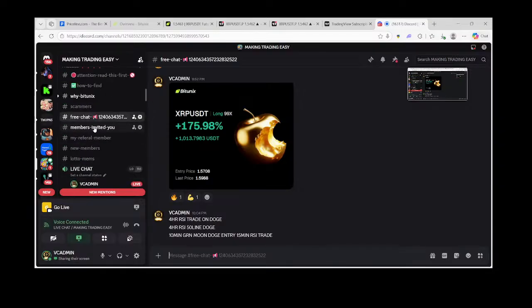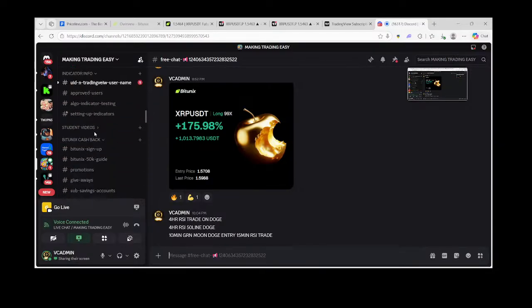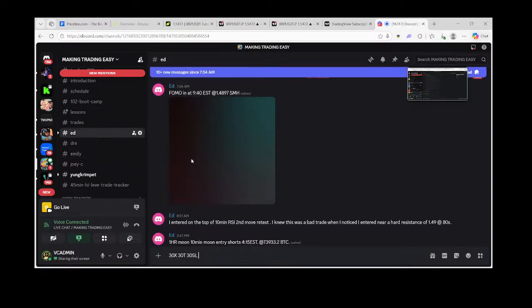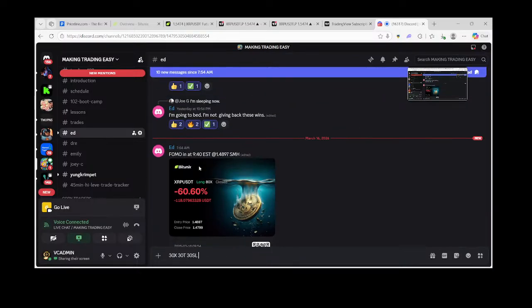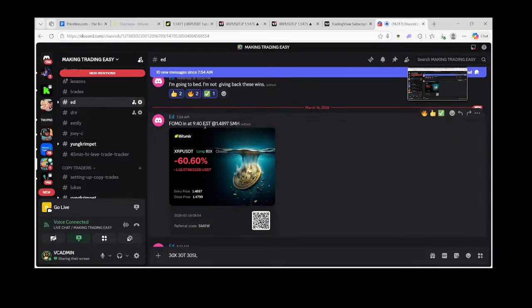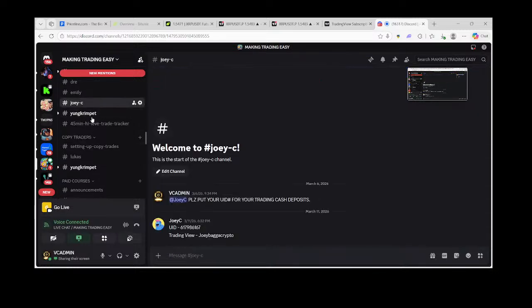So if you guys are in the boot camp, if you go to your 102 and slide down, you'll see people that are in there. Ed's in there, and you can see where Ed's posting trades. This is where I've got to go back and look at Ed's trades, right? Dre's in here too. He FOMO'd in. Joey's in here. Young's in here.